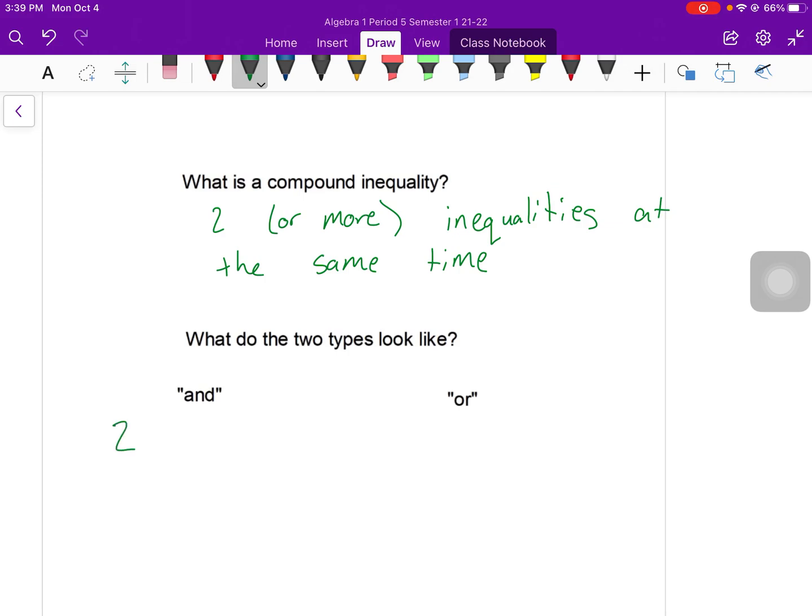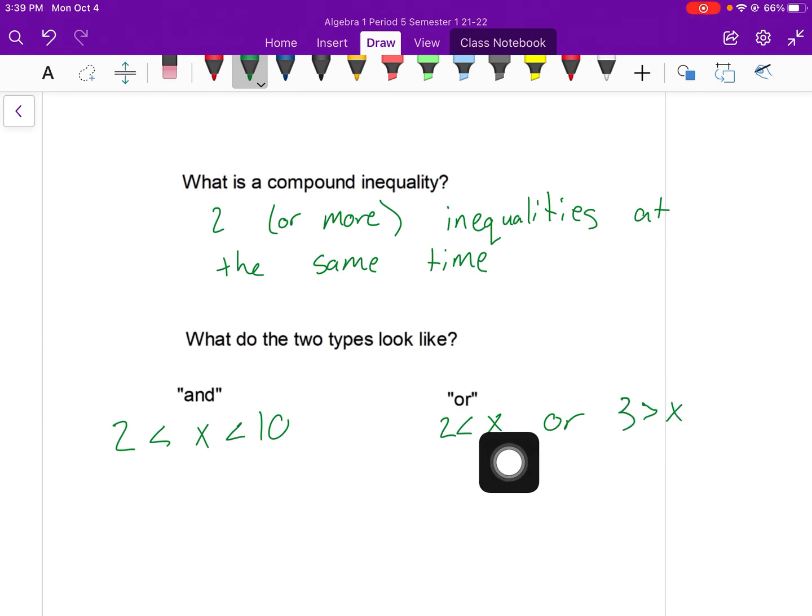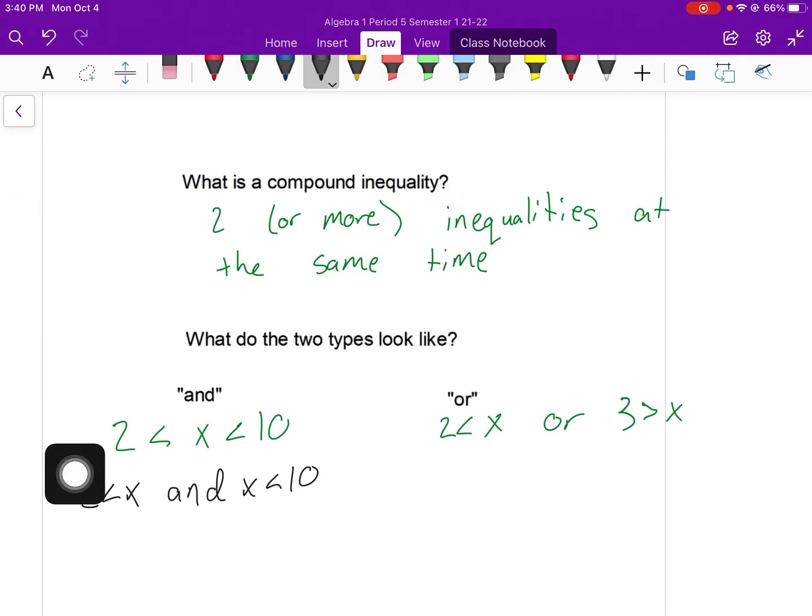The ands are going to look something like 2 is less than x is less than 10, or the ors are going to look something like 2 is less than x or 3 is greater than x, or something like that. All right, so this looks a little bit different. We can write the ands as 2 less than x and x less than 10. Notice that the symbols are facing the same direction. If I try to get x on the left-hand side for this other one, it'll be a little bit easier to see. That'd be x is greater than 2 or x is less than 3.